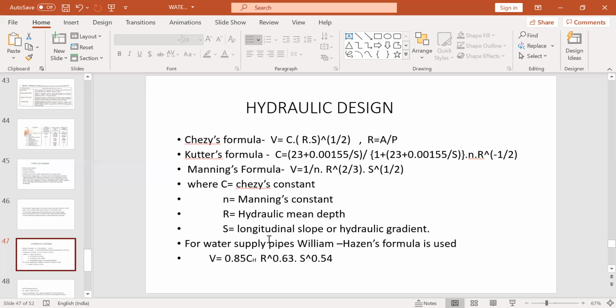Now, in the case of water supply pipes, we use the Hazen-Williams formula, given by V equal to 0.85 CH R to the power 0.63 into S to the power 0.54. If you know R and S, CH is again a constant. For cast iron pipes, CH is 130, and for other pipes it is 100. So this value will be known to you depending on the material, and you can write the velocity of water in water supply pipes. These are empirical formulas based on which the hydraulic design of sewers is done.